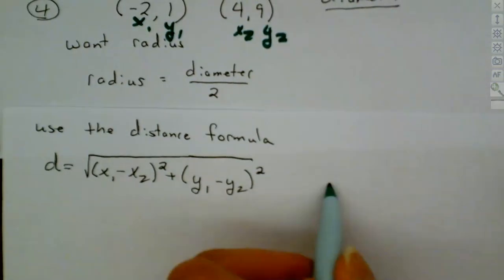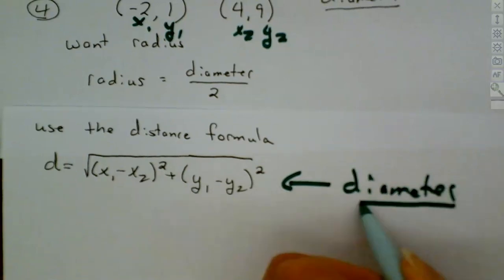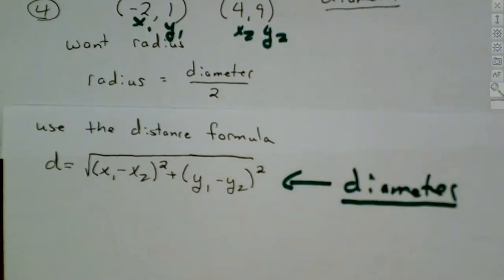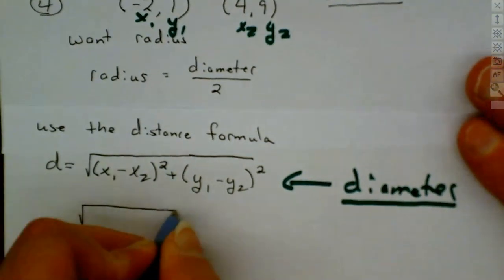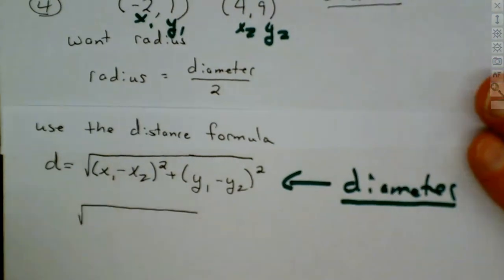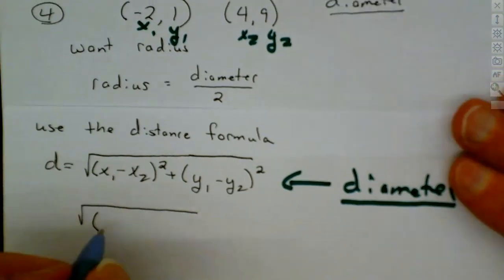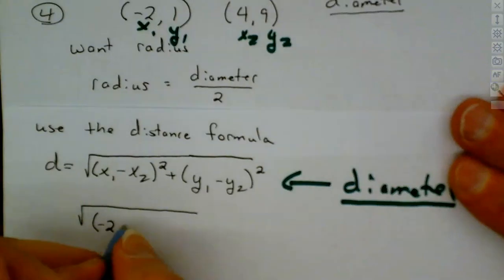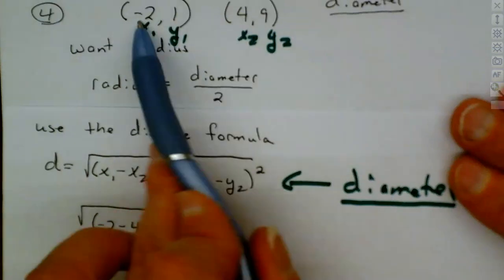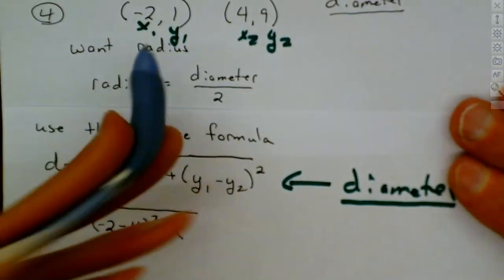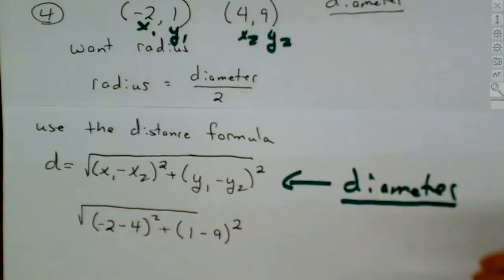Now, what does this give you? This gives you the diameter, not the radius. Let's plug our values in. And watch your signs. Where students make a mistake is with the signs. Look at your ordered pairs here: minus 2, minus 4, quantity squared, because it's the x's. These two don't go together. It's these two on the ends. The x's go together, and the y's go together. So 1 minus 9, quantity squared.